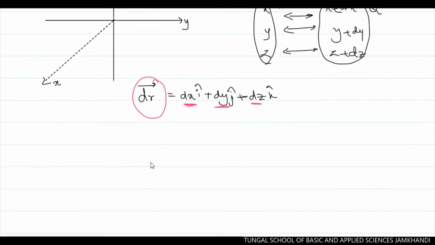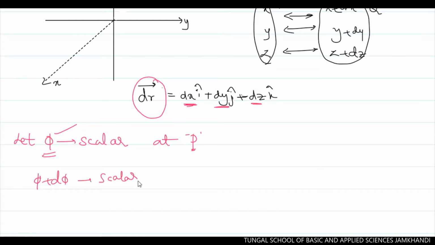Now let phi be the value of the scalar function at point p. So I will define the scalar function phi at point p, and similarly phi plus d phi be the scalar function at a particular point, that is q. So phi is the scalar function at point p, and phi plus d phi is the scalar function at point q.